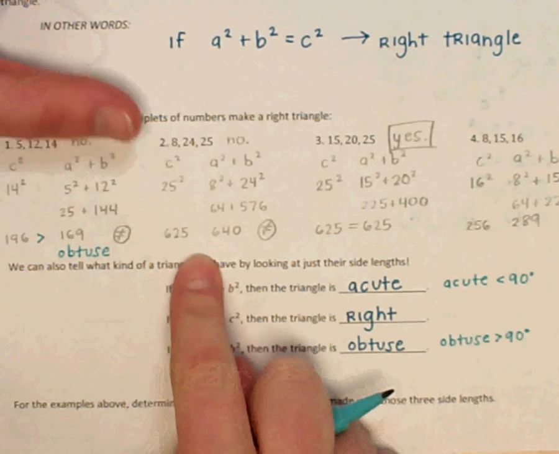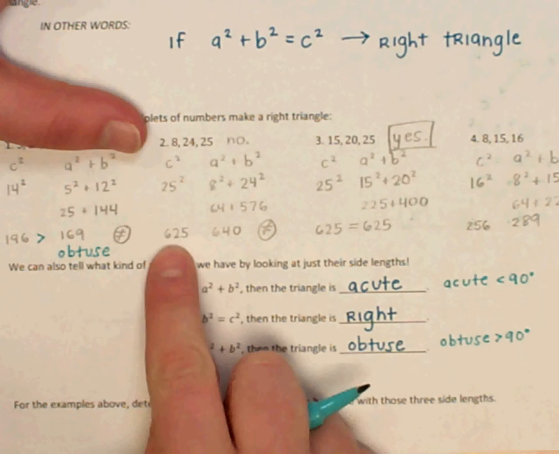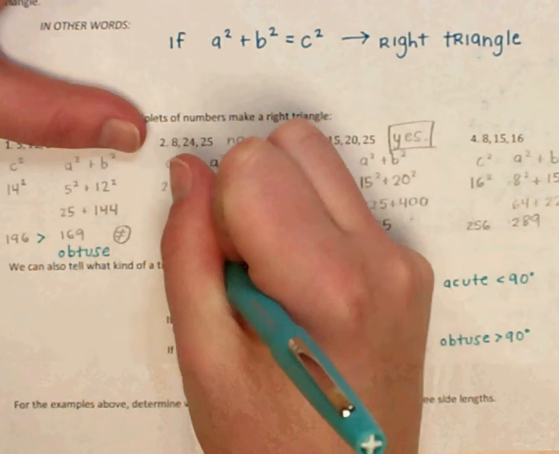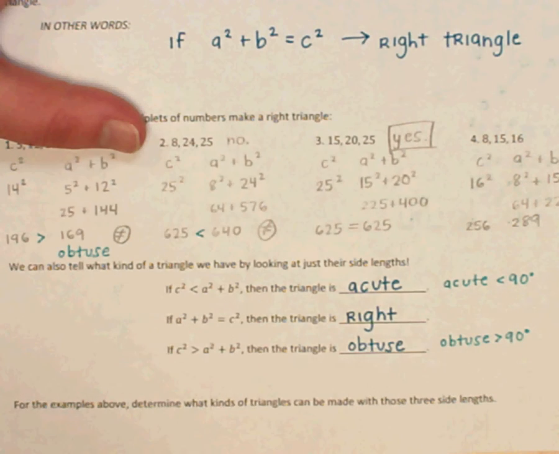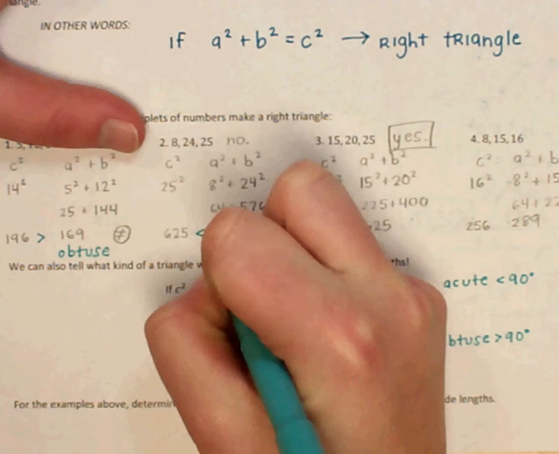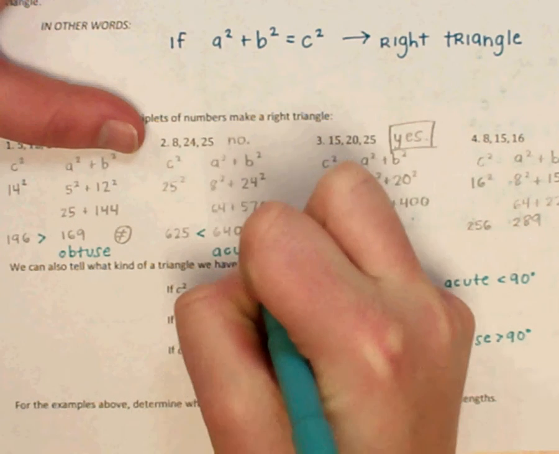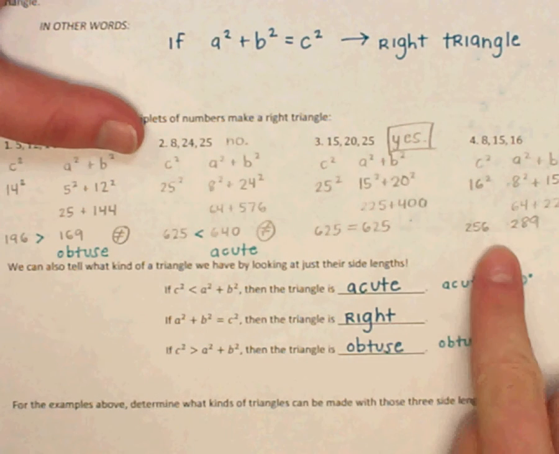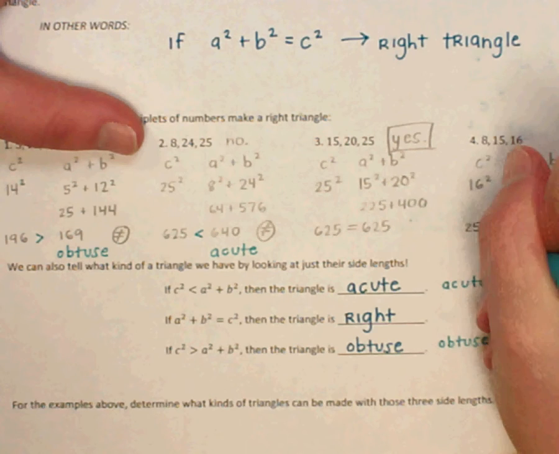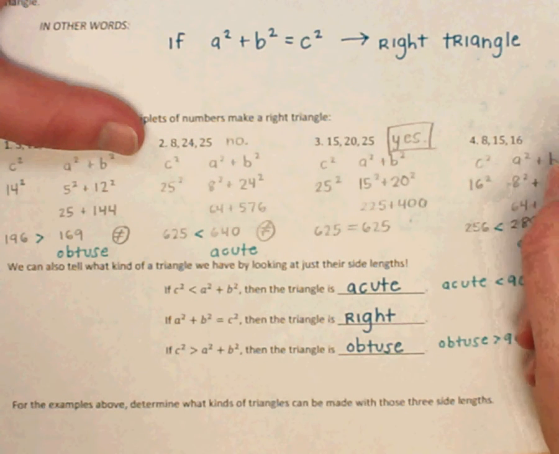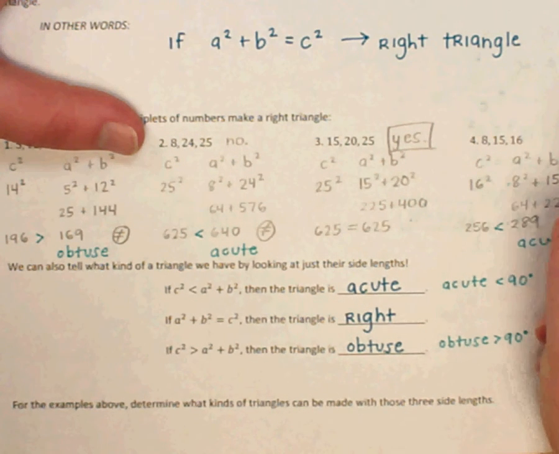Number 2 here, our c squared is less than a squared plus b squared. So this is an acute triangle. And same thing for example 4, c squared is less than a squared plus b squared. So we have another acute triangle.